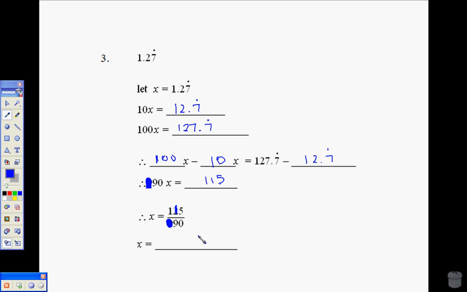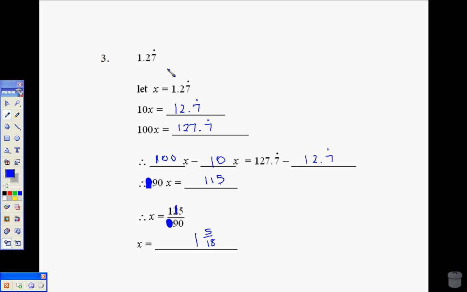You can bring that down to lowest terms, and we can put it as a number 1 and 5 over 18, which makes sense because we've got 1.27. So it'd be a whole number and a fractional part. So the 0.27 recurring is equal to 5 on 18. If you put 5 on 18 in the calculator, that will give you 0.27 recurring.